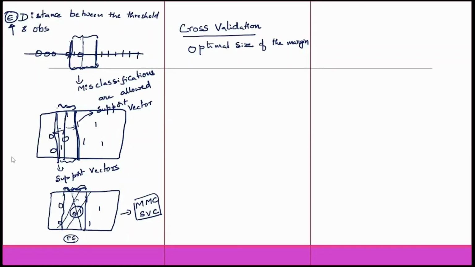So those support vectors on either side of the threshold, within which there could be misclassifications that are possible, right? So this is the second problem. We have moved from maximum margin classifier to a support vector classifier. So these are the two different instances.